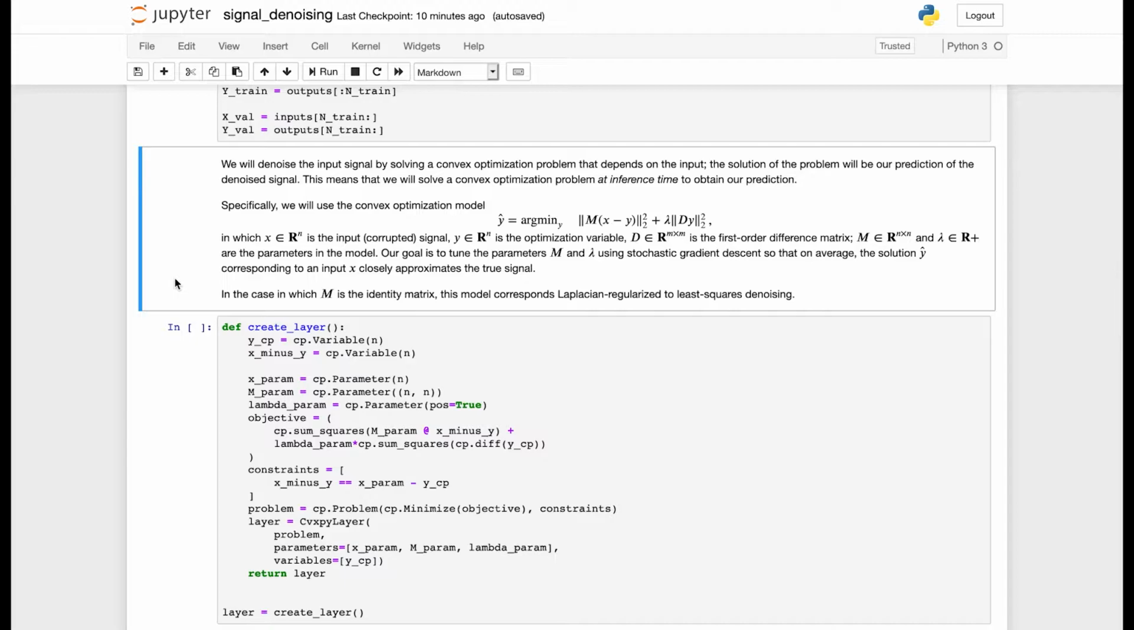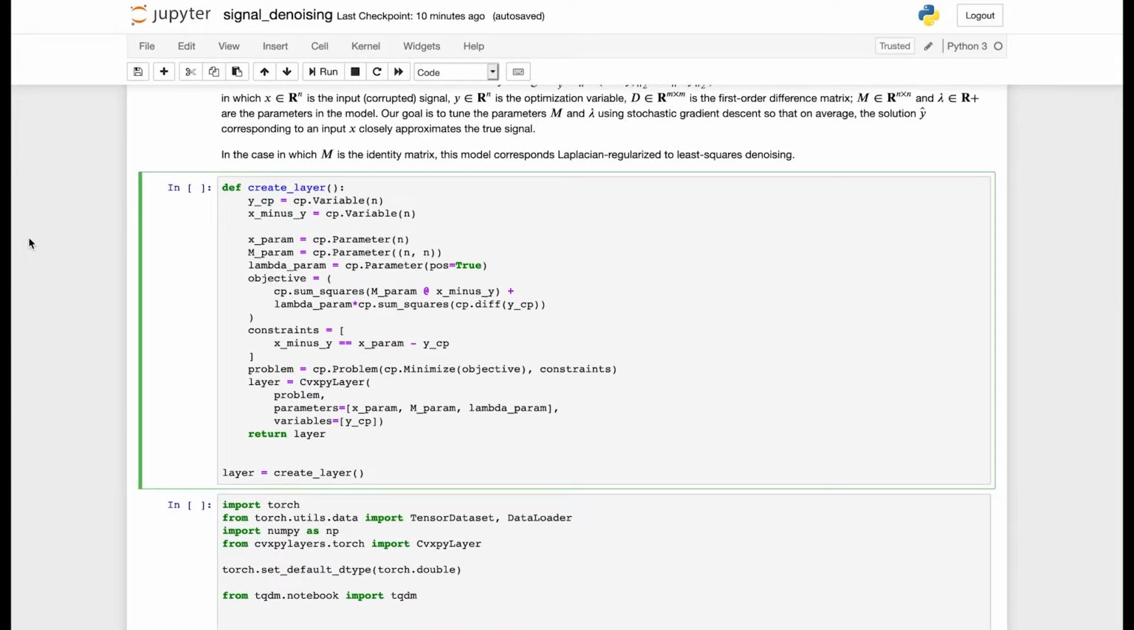Something to be aware of is that when the matrix M is the identity matrix, this model is just Laplacian regularized least squares denoising, which is a very standard method, and we're going to compare against that.